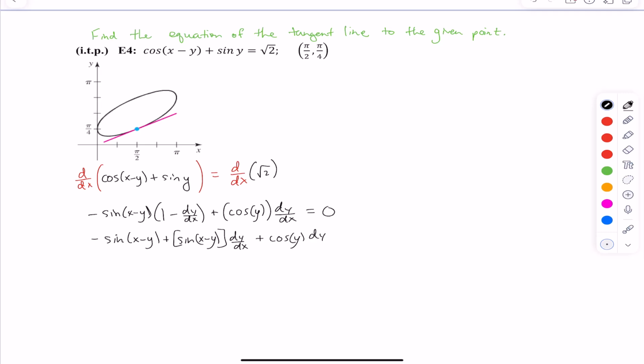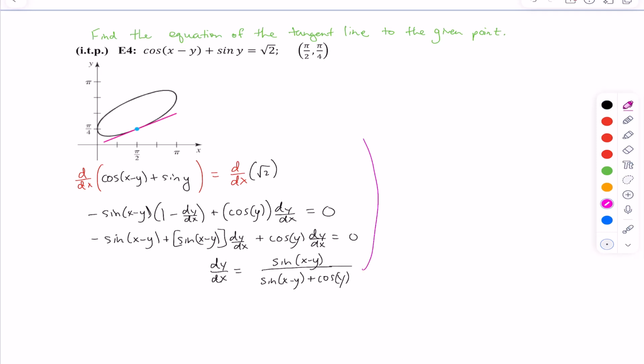The rest of this is algebra. Solve for dy/dx. And we are making the assumption that the denominator can never be 0, and that's why it allows us to find the slope of the tangent line of this curve. Let's go ahead and change procedures. Let's find the slope of the tangent line at the point of tangency.